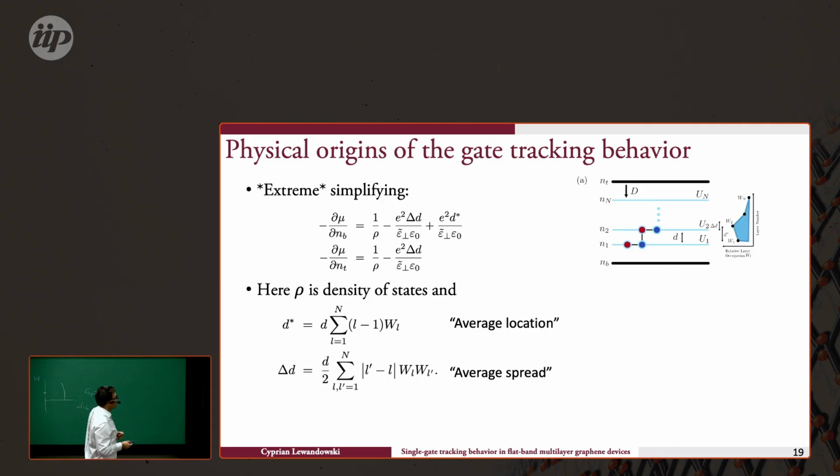3 generic terms. You have a term which is inversely proportional to 1 over rho, which is the compressibility. Then you have a term which is proportional to delta D, which is symmetric between the 2 gates. So that is just capturing the physics that if I redistribute some charge on one layer, it can locally change my chemical potential, and that's why it's symmetric. It's a form of a self-interaction. And then the last term, which is asymmetric between these equations, is a consequence of the gauge that I have chosen.